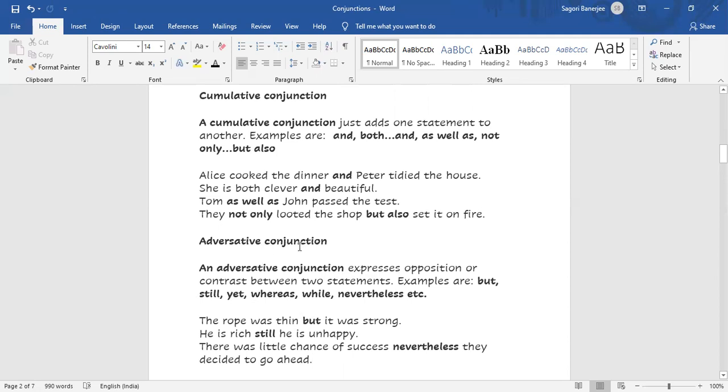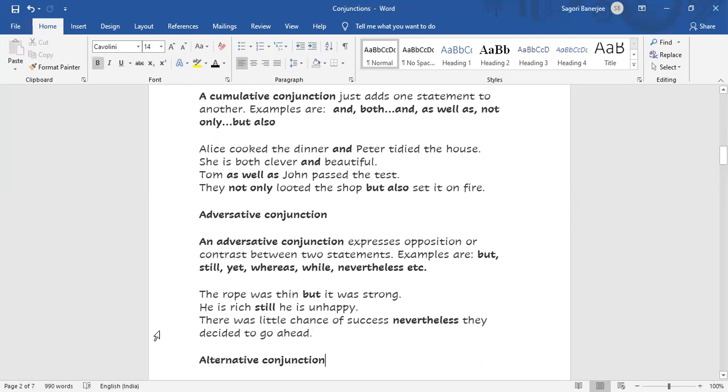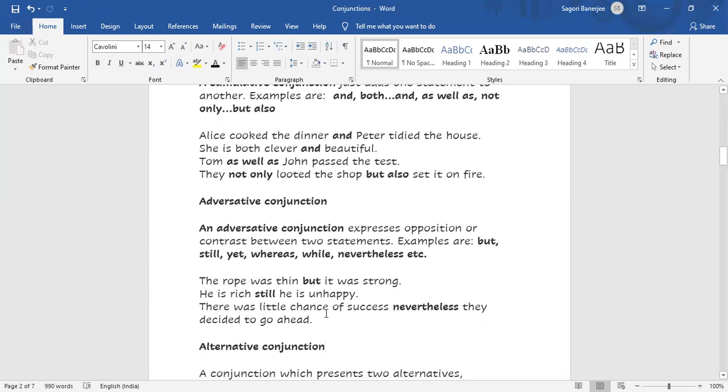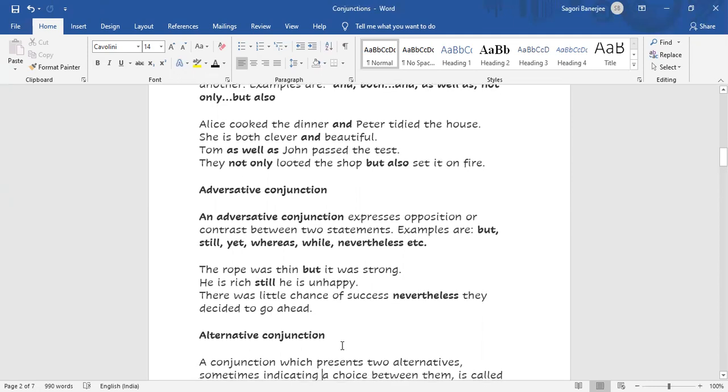So but is an adversative conjunction which shows contrast. He is rich, one statement. He is unhappy. Means even after being rich, he is unhappy. So again, it is showing contrast. And the conjunction still is an adversative conjunction. There are more examples. There was little chance of success, one statement. They decided to go ahead. Nevertheless is also an adversative which shows the contrast. You see, though there was little chance, still they decided. So in a way, nevertheless is also showing contrast between these two clauses.